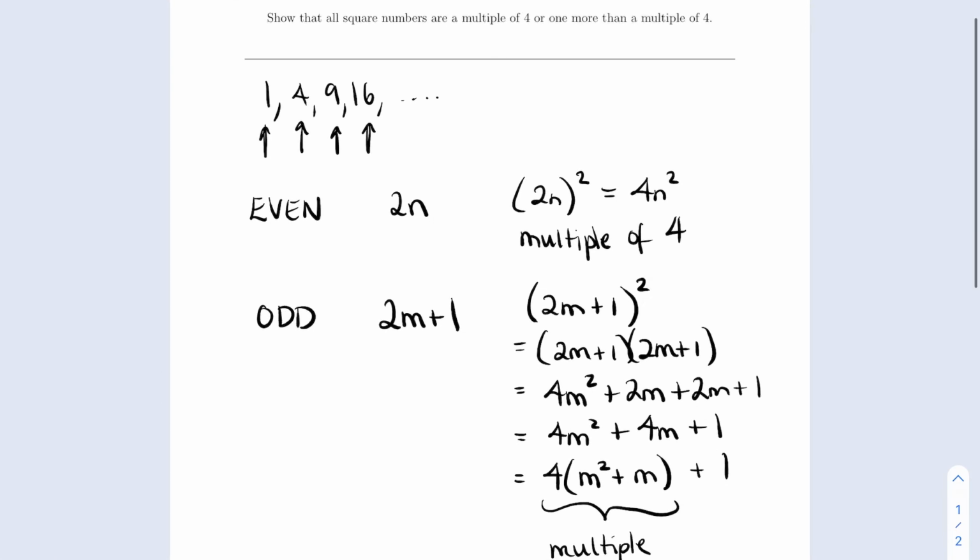So if it's true when I square an even number or when I square an odd number, I've proven by exhaustion that all square numbers are a multiple of 4 or one more than a multiple of 4. Concluding the proof.